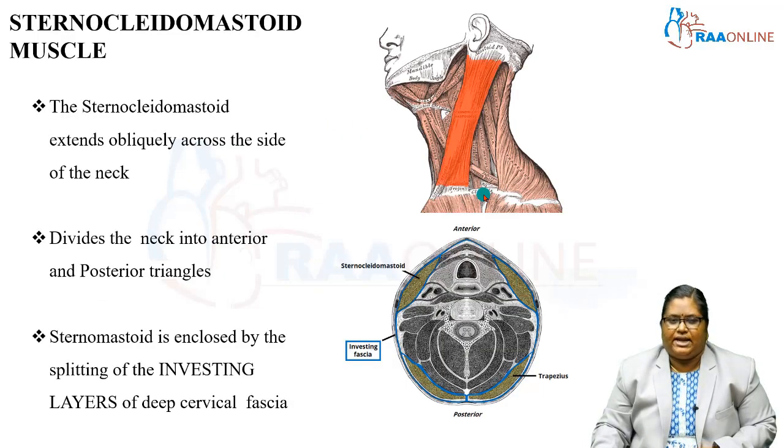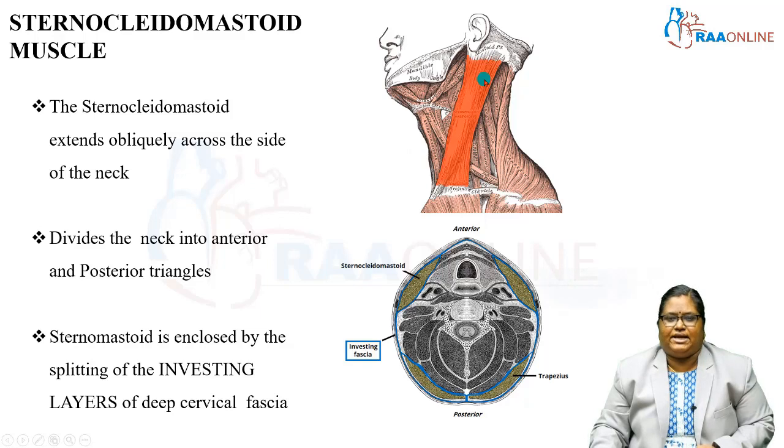Before going to the triangle, we should know about the sternocleidomastoid: what are the origin, insertion, nerve supply and action of the sternocleidomastoid. This muscle extends obliquely across the side of the neck and divides the neck into the anterior triangle and the posterior triangle. This muscle is enclosed by the splitting of the investing layer of deep cervical fascia. If you see here, this is the transverse section. You can see the sternocleidomastoid muscle enclosed by the splitting of the investing layer of deep cervical fascia.